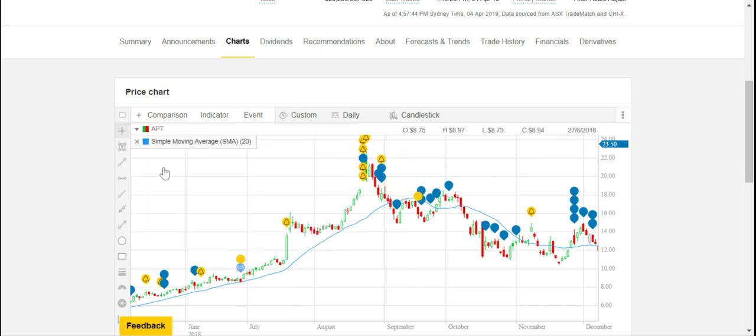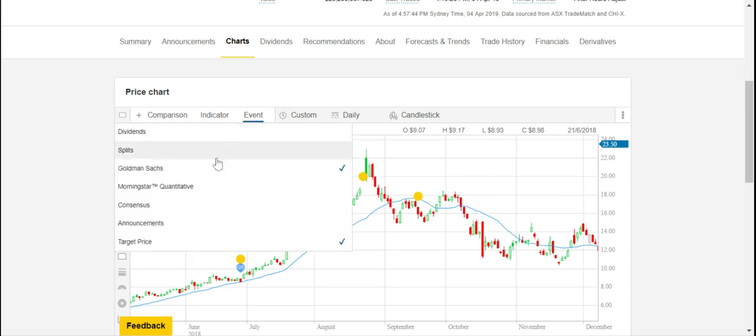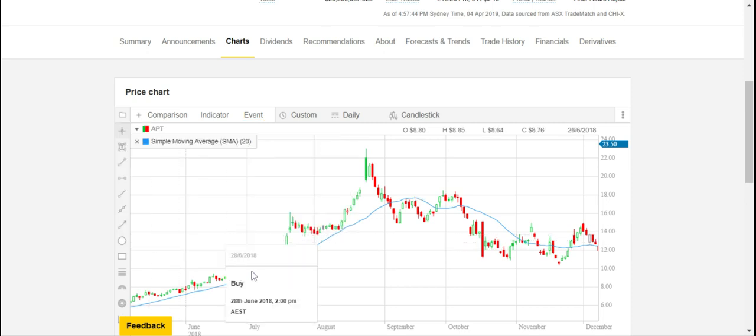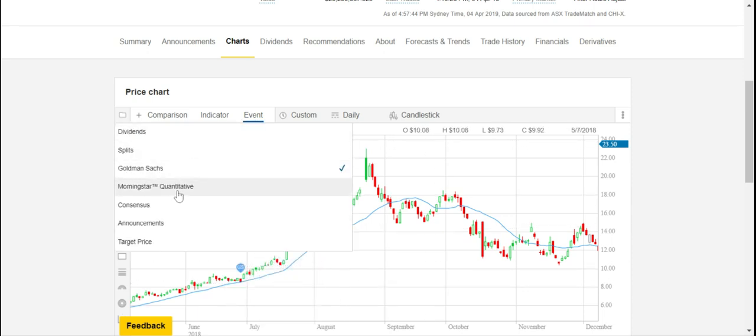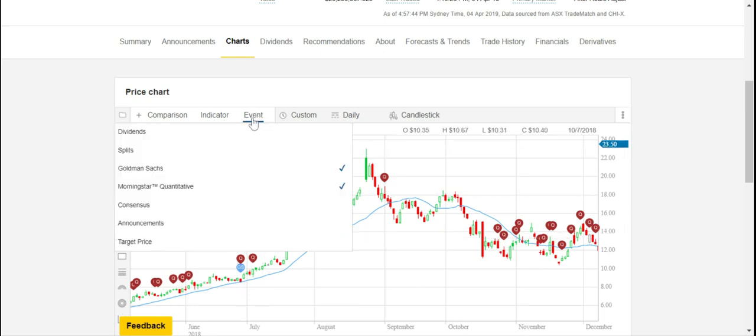You've got some of the things like Goldman Sachs. Again, this stock probably isn't covered, but it will have announcements and target price. Get rid of them. You can see down here there's a buy recommendation that came through at that particular point. So some of that stuff is kind of interesting. Morningstar, I don't think covers the stock. Oh, no, take that back, it does. You can see they basically think it's a combination of overvalued, fairly valued. And again, that's kind of interesting. So let me get rid of that.